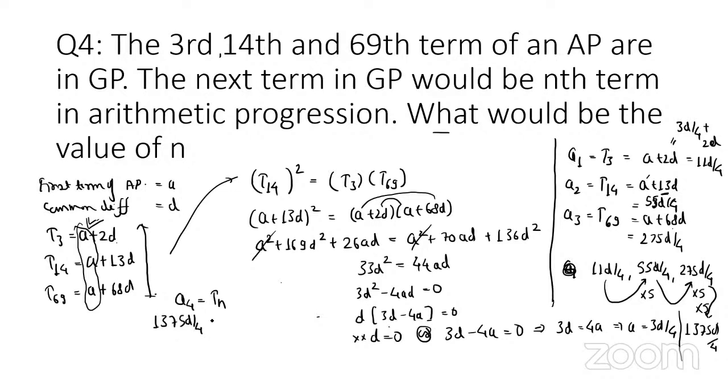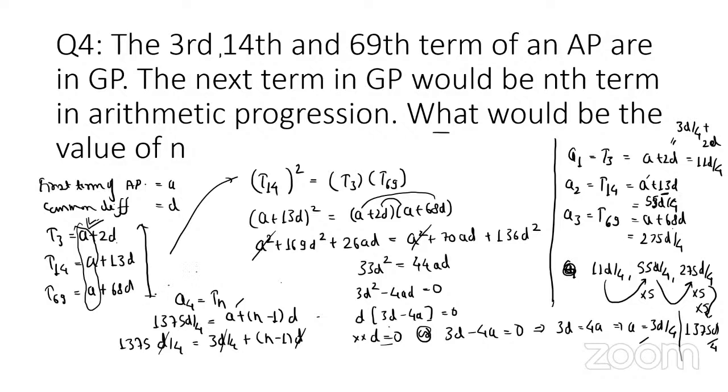The fourth term of GP came to us as 1375d by 4, which must be the nth term of AP, which means a plus n minus 1 into d. Now we can again put the value of a with respect to d on the right hand side of the equation. So this becomes 1375d by 4 equals 3d by 4 plus n minus 1 into d. If we simplify this, the equation with respect to d can be cancelled because d is not equal to 0. Remember, d is not equal to 0, so we can cancel d.